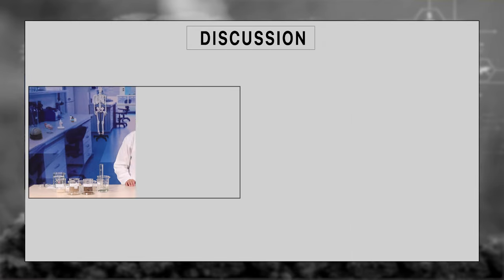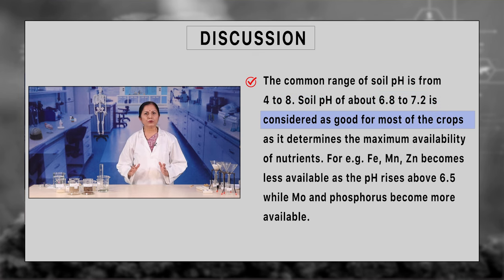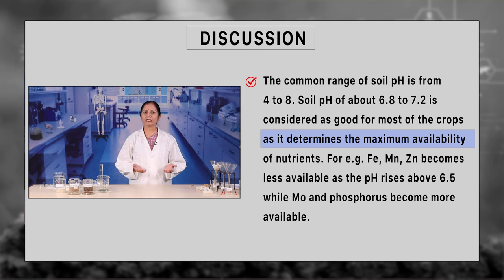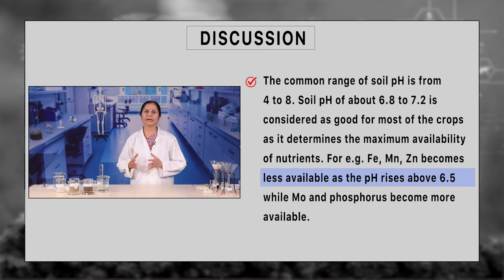The common range of soil pH is from 4 to 8. Soil of pH about 6.8 to 7.2 is considered good for most of the crops as it determines the maximum availability of nutrients. For example, iron, manganese, and zinc become less available as the pH rises above 6.5, while molybdenum and phosphorus become more available.